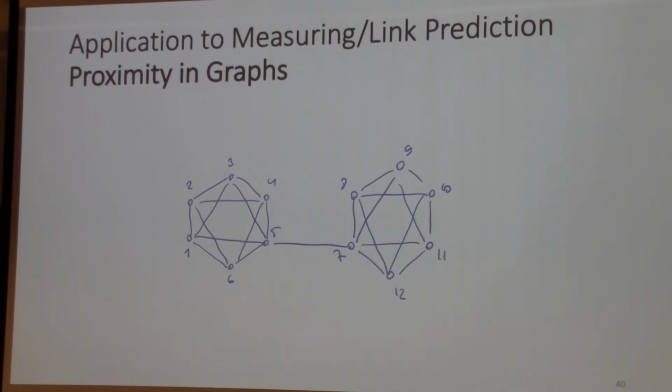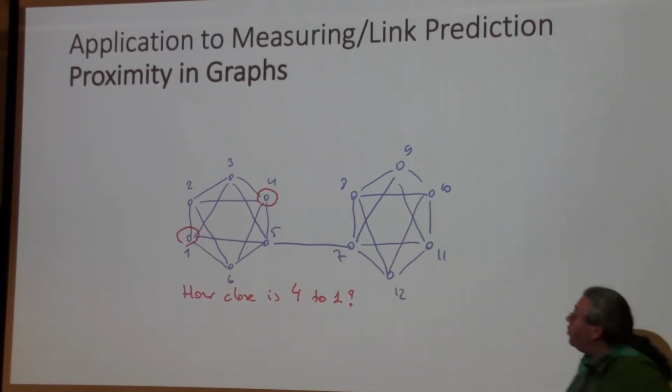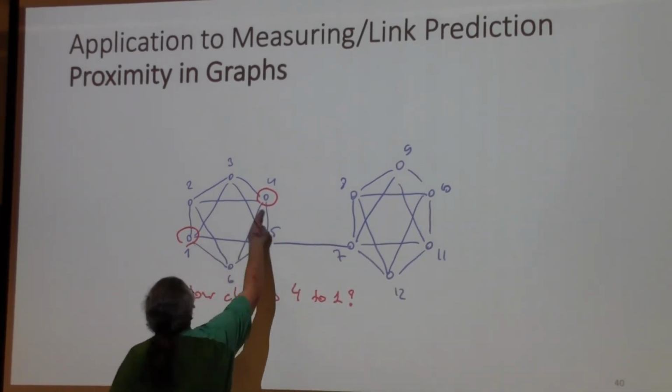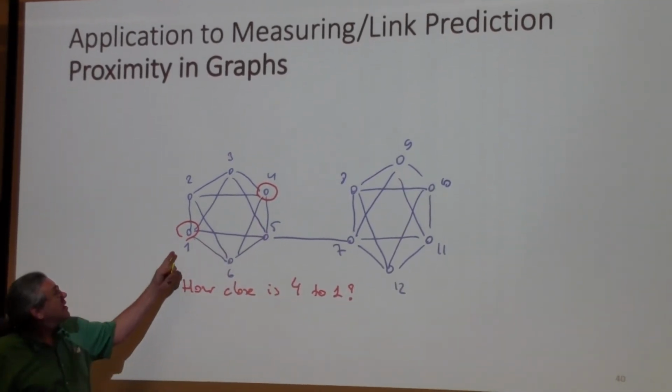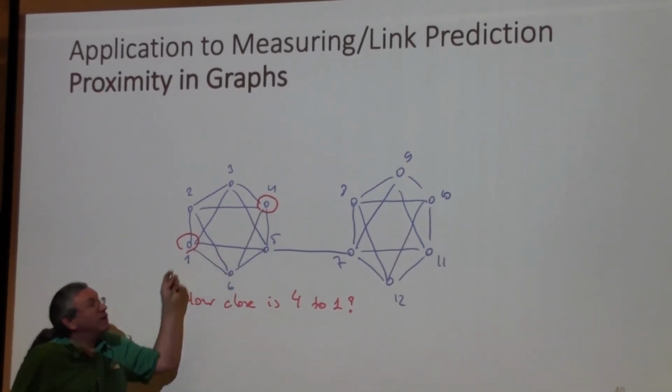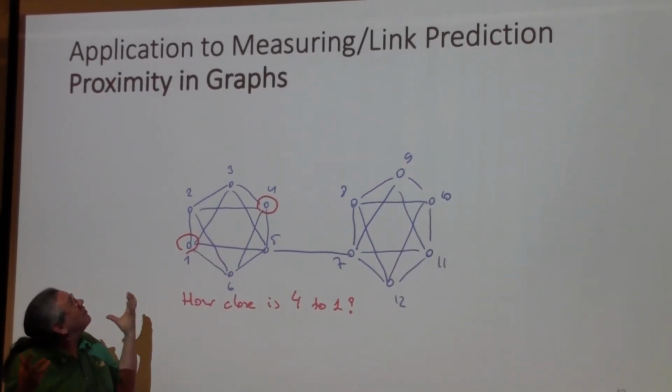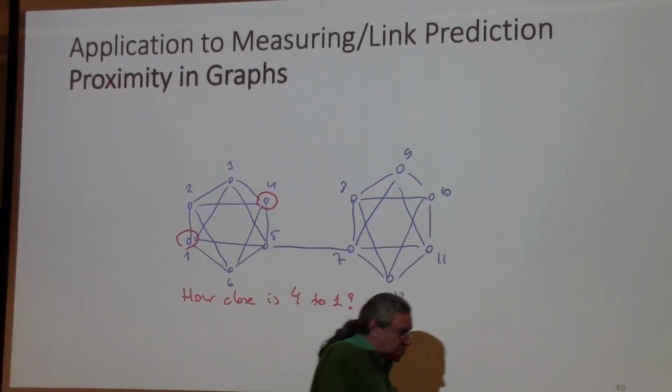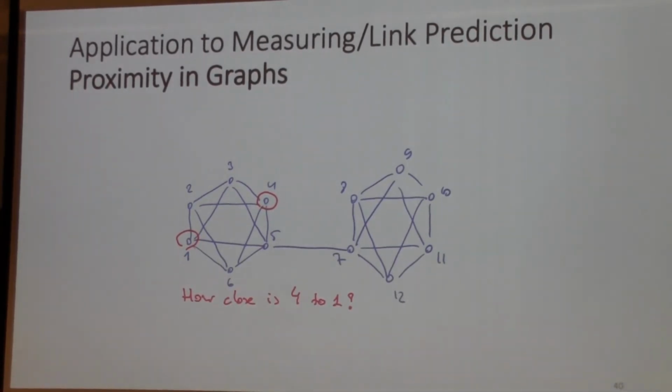And to show you that, let me give you an example. So here's a graph, right? And somehow I have node 1 here, and I have node 4. And my question is, how close are they? Are they like each other? So the point is now similarity. I want to find similarity, and PageRank can help.